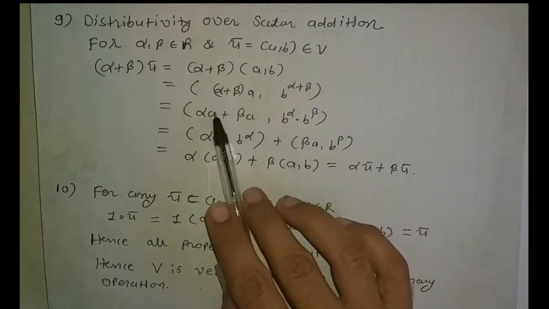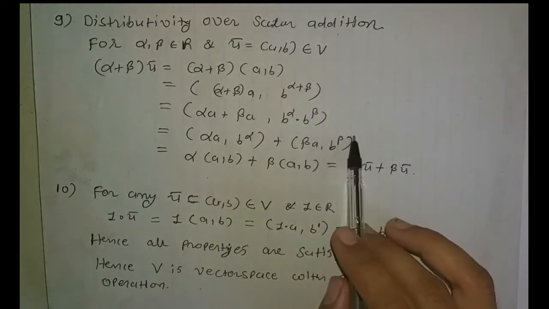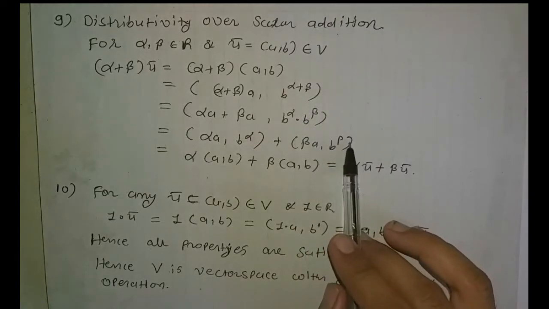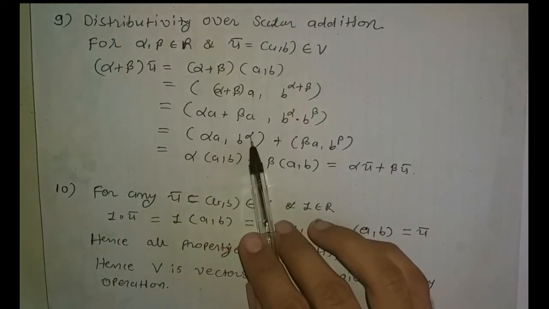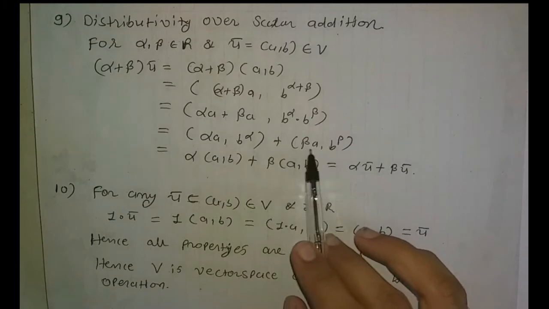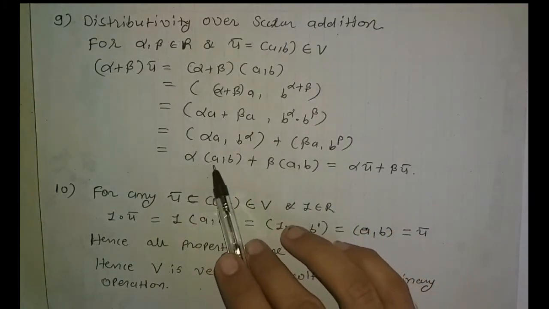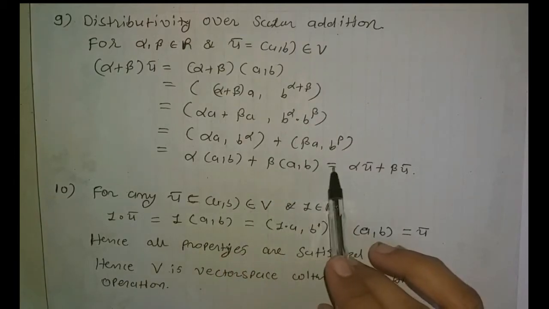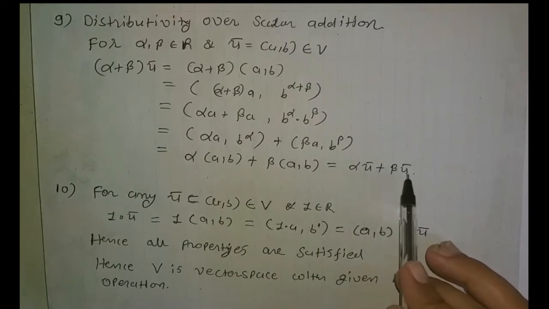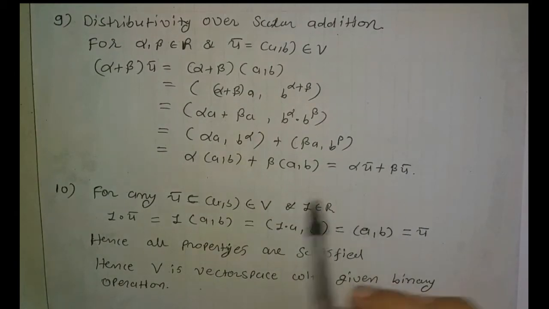This is equal to (alpha A, B raised to alpha) and (beta A, B raised to beta) from the vector addition. Now this is the scalar multiplication of alpha with vector AB, and this is the scalar multiplication of beta with vector AB. So we get alpha dot vector AB and beta dot vector AB is equal to alpha u bar plus beta u bar. So distributivity over scalar addition is also satisfied.